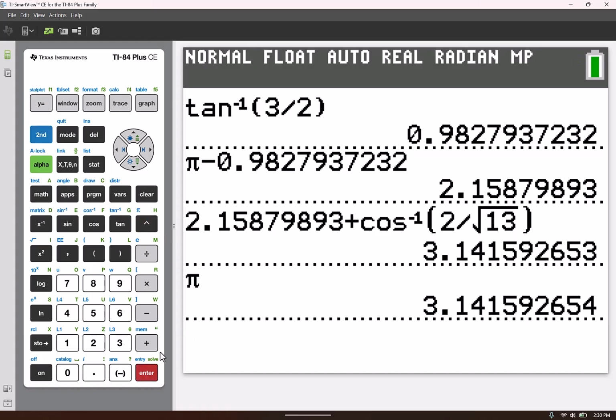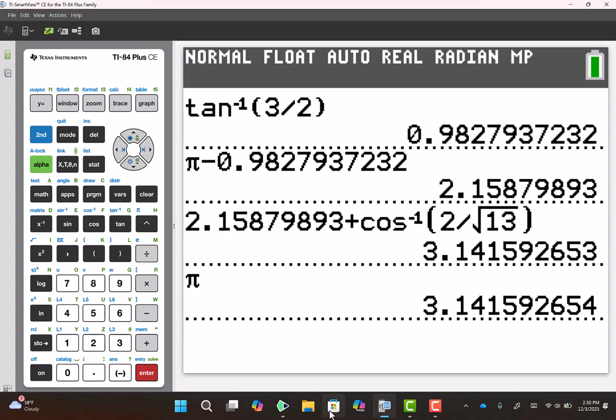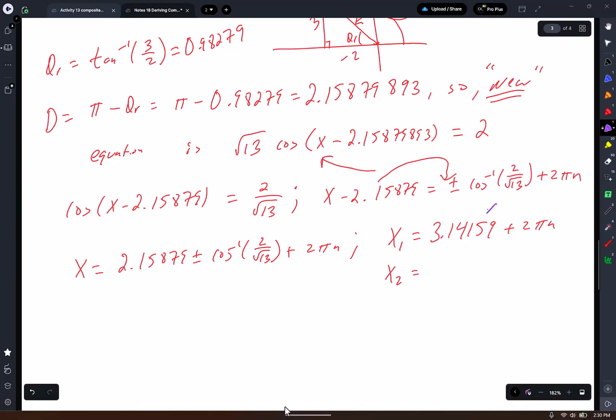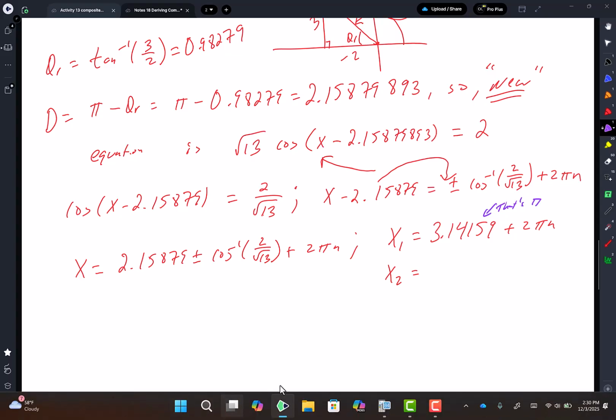It's pi. That 3 should be a 4, but there's rounding going on because that number, 2.158799893, goes on forever. But it's pi. We verified it right here. So if you want to put pi in there, you can. That's pi.